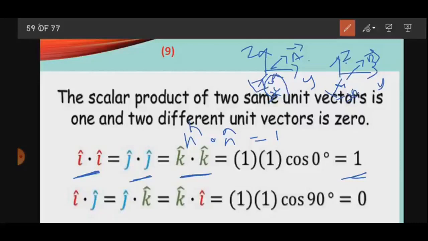And for two different unit vectors it is 0. I unit vector and j unit vector are different components. X component i unit vector, y component j unit vector. So both are perpendicular. What is the angle? 90 degrees. So cos 90 is equal to 0. So the total term is 0. I unit vector dot j unit vector is equal to j unit vector dot k unit vector is equal to k unit vector dot i unit vector is equal to 0. Okay. Next, go to the last property.